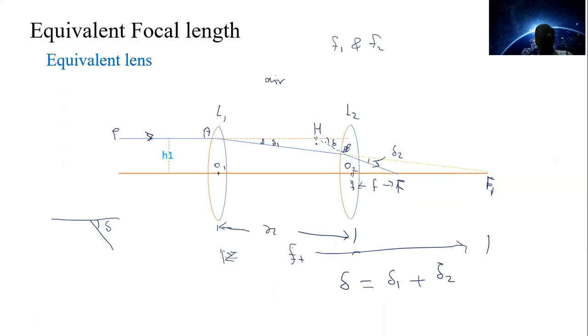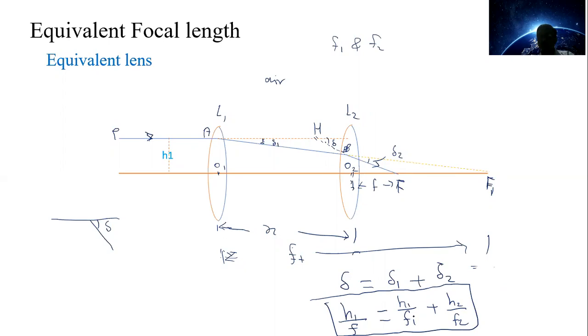Now see here, according to our definition, delta is the ratio of the height at which the light ray is incident to the focal length. Delta is the equivalent total deviation. So we can write, the height at which the light ray is incident is H1, and the equivalent focal length is F, so delta is H1 upon F. Delta 1 can be written as H1 upon F1, plus delta 2 is H2 upon F2. Note this equation, where delta is equal to delta 1 plus delta 2, and we put the values of delta, delta 1 and delta 2 here.